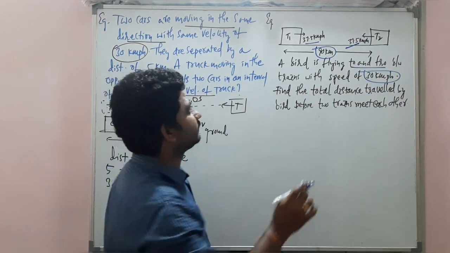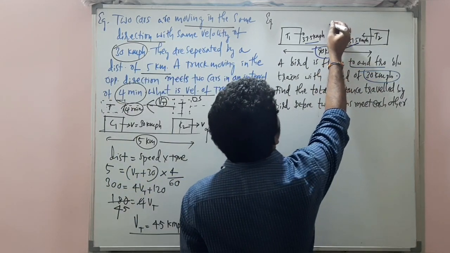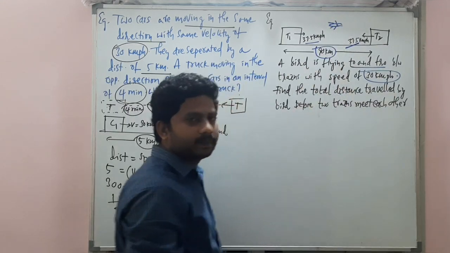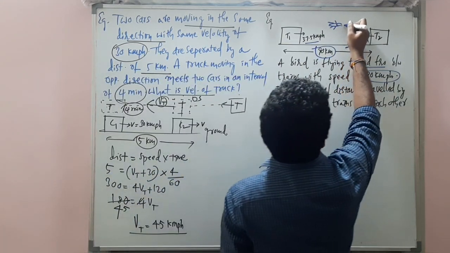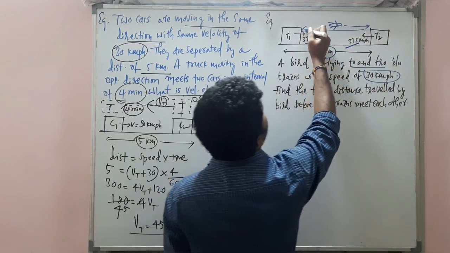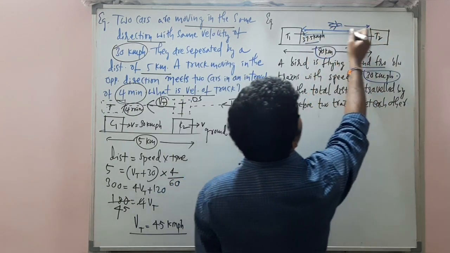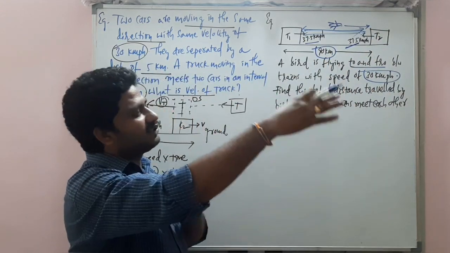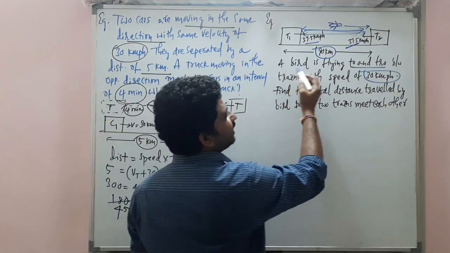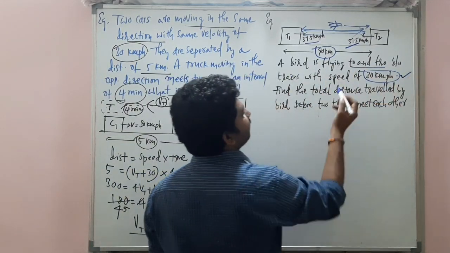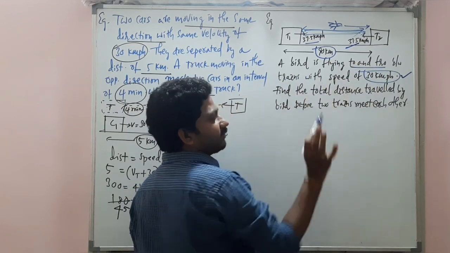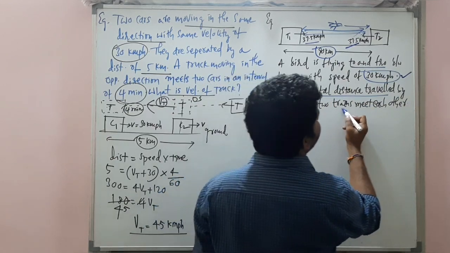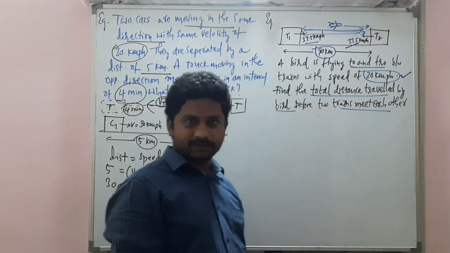There is a bird here. It's moving to and fro like this, in this way, in this way, in this way. Just keep on moving. There's no other work for that, right? Simply it is moving forward and coming back. A bird is flying with a speed 30 kilometers per hour to and fro between the trains. Now, find the total distance traveled by the bird before the two trains meet each other.